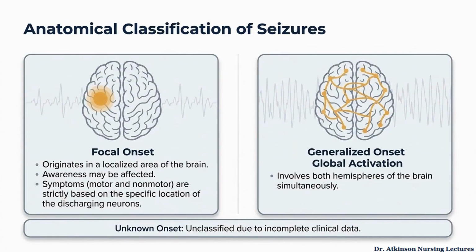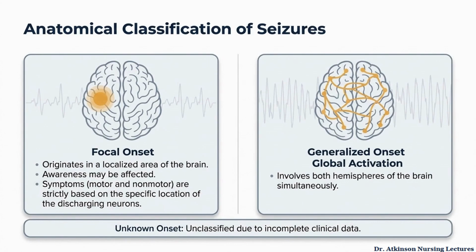One of the most important ways we classify seizures is by where they begin in the brain. Focal seizures start in one localized area. Because they begin in a specific region, the symptoms depend on what part of the brain is involved. So a patient might have abnormal movements, sensory changes, strange smells, déjà vu, or altered awareness.